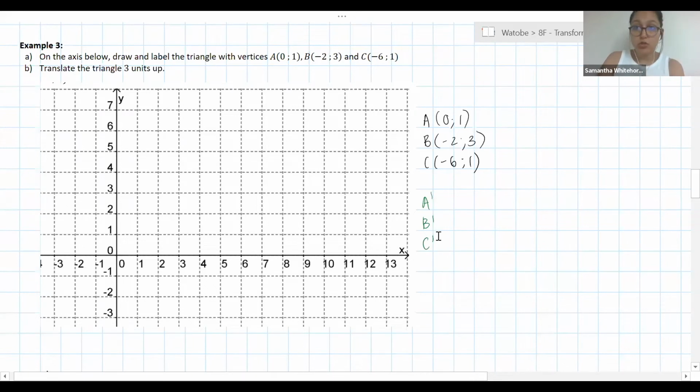If you want to draw it out, by all means. You are translating the triangle 3 units up according to the instructions. Okay, so that is what you need to do. I'm going to give you a minute or two to do that.